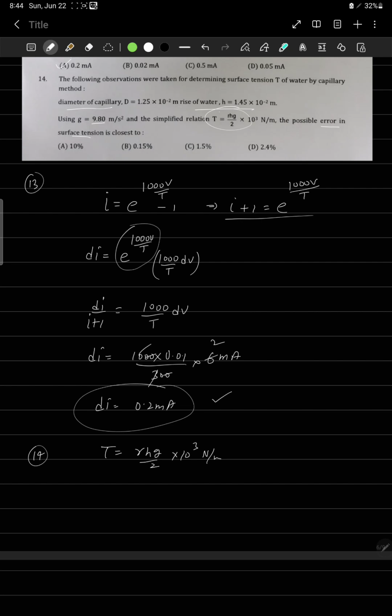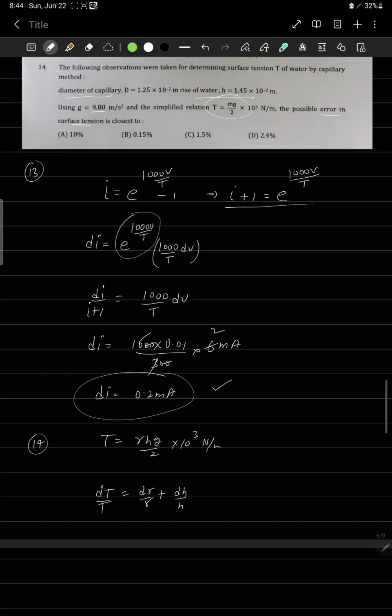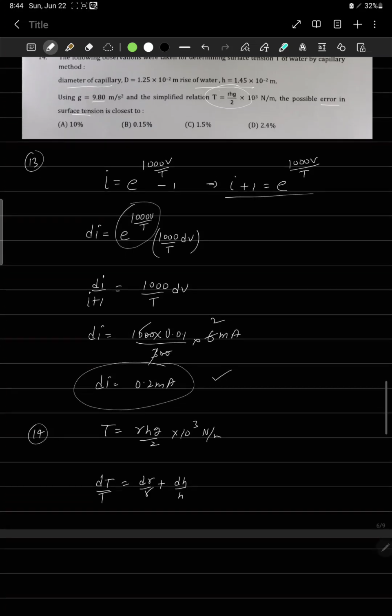This one is straightforward. dT/T = dr/r + dh/h. For g, we use the given value, so we are not considering any error in g. Now let's put in the values of these two. So dT/T equals dr, where the diameter error is 0.01 × 10^-2.